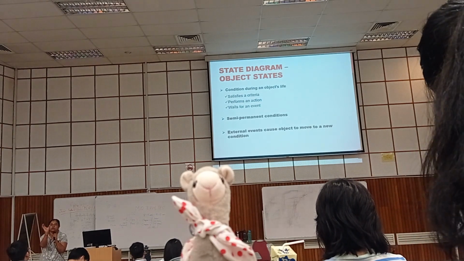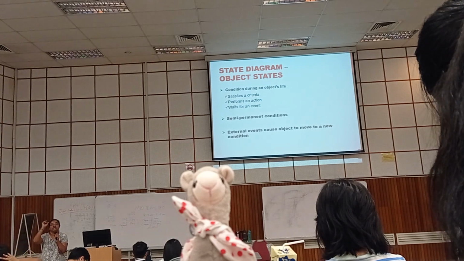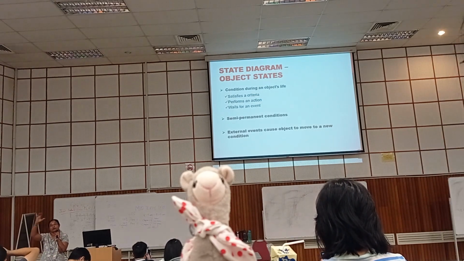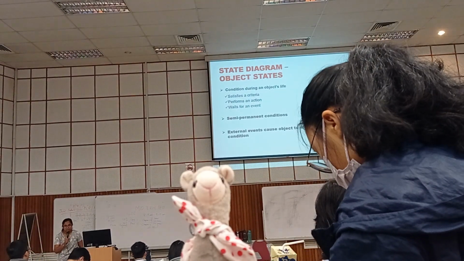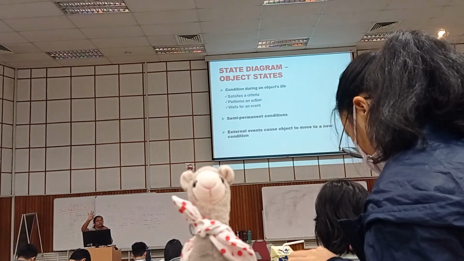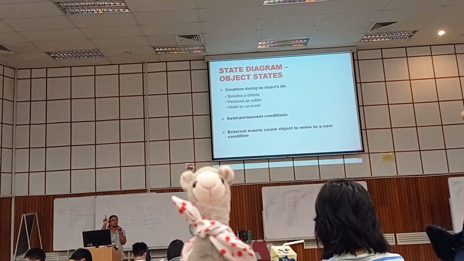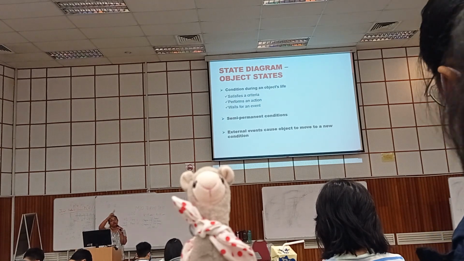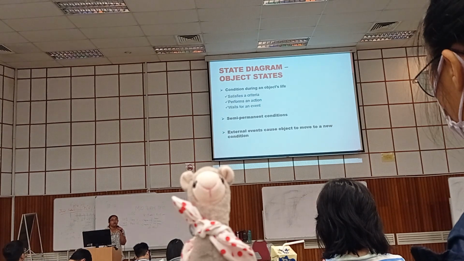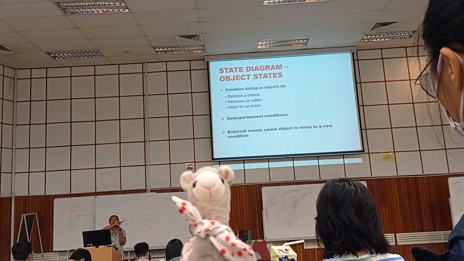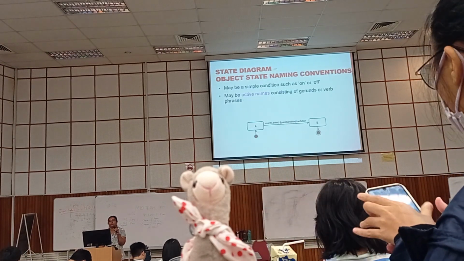So sometimes a condition will make the state change from one to another. Sometimes events will make the state change from one to another. You see an example, you will understand better. Now remember there are three things: guard condition, events, and the third one is actually action. Any kind of action performed by entities also can make one state change to another state. So now look at this one.